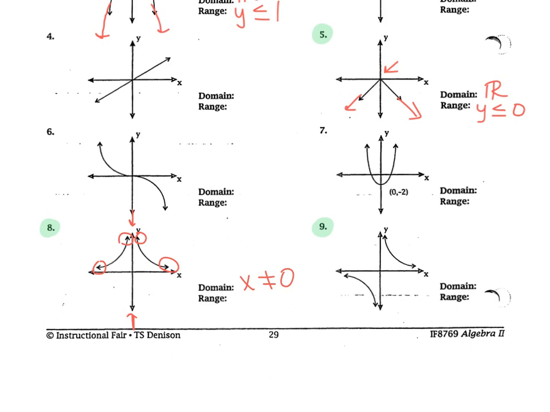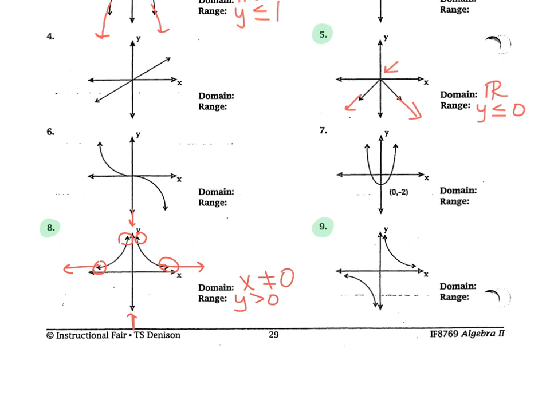And then from a y perspective, these branches are going to keep getting closer and closer to that x-axis, but they're never going to touch or cross over that. So our range is going to be y is greater than 0. It's not going to equal 0, but it's going to be anything above 0.